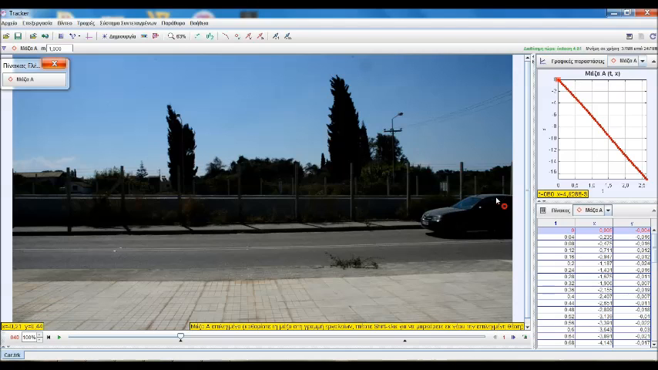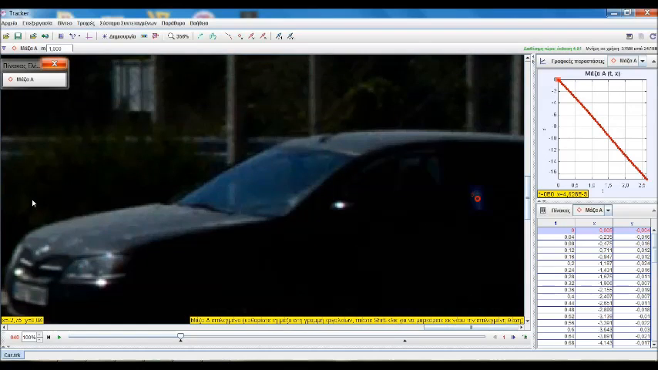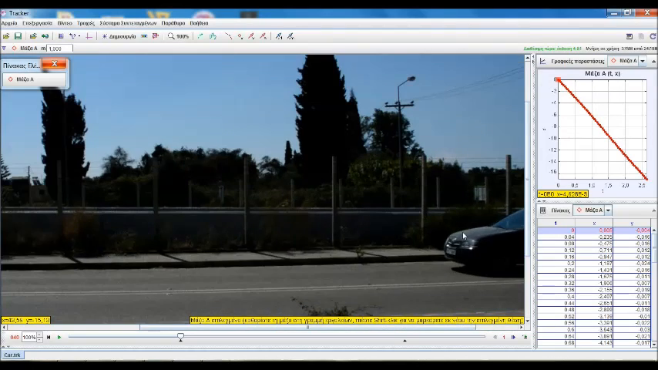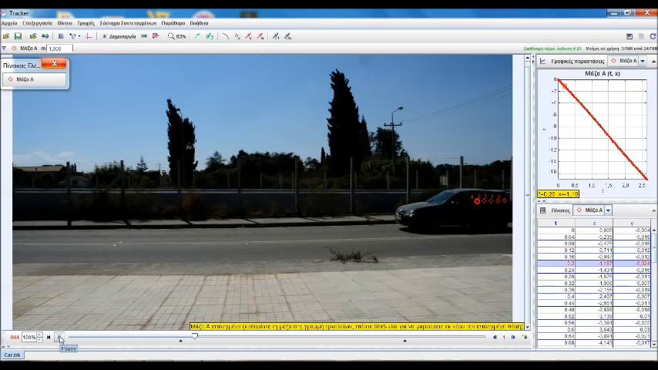The first frame sets the origin of the system, starting at the center of mass. For this purpose, I used a blue sticker, as you can see here, just to define this center of mass. The clip starts with the car moving from right to left.